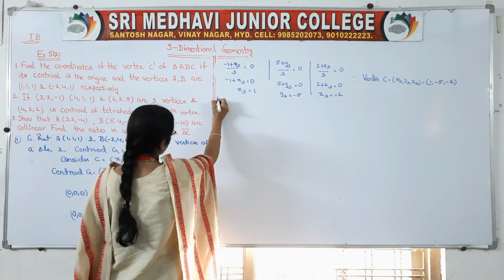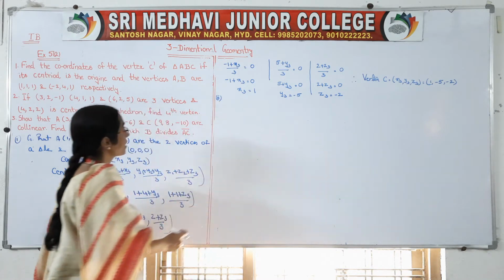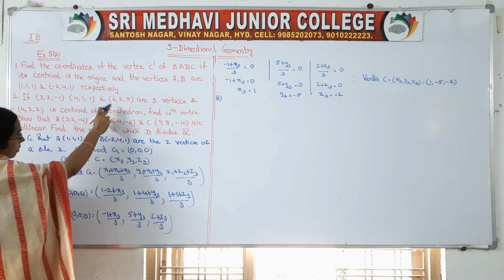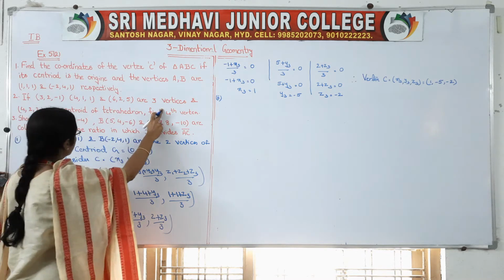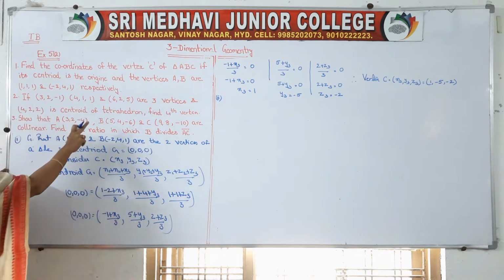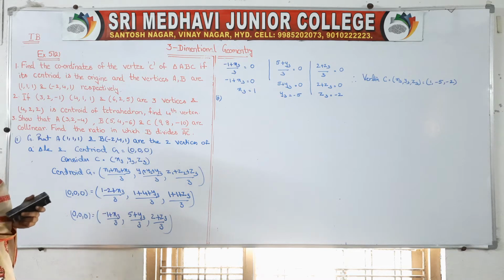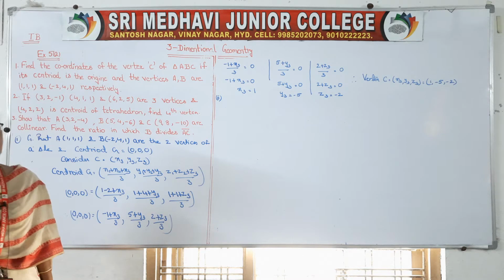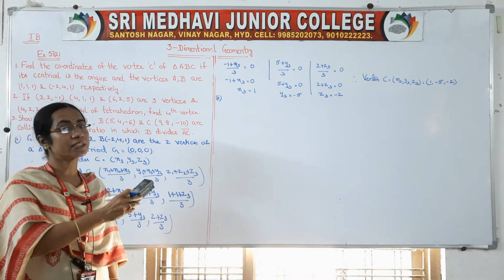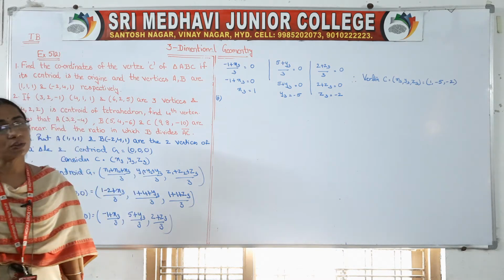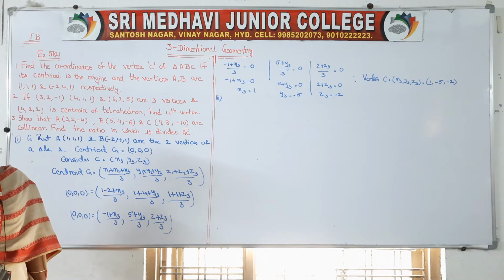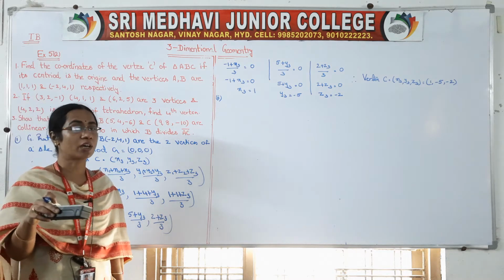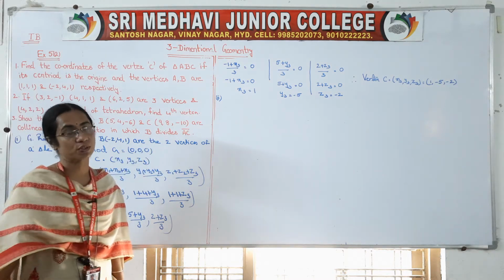Now come to the second question. What is the second question to us? So if these are 3 vertices, and this is the centroid of the tetrahedron, find the fourth vertex. So tetrahedron contains 4 vertices, right? 3 vertices are given to you. We have to find the fourth vertex and its centroid is given to us. So by using the centroid formula, we will get our fourth vertex.